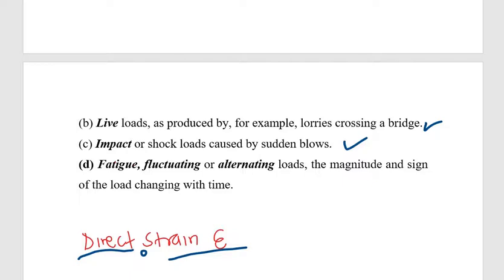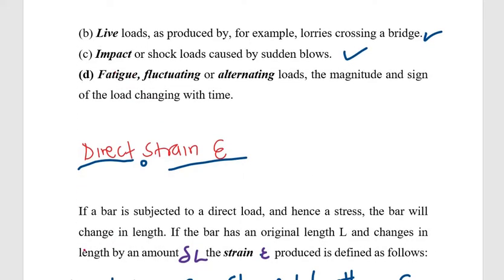There is also what we call fluctuating or fatigue or alternating loads. Now these are loads whose magnitude and sign will change with time. In other words, if you have a load varying over time within an object, it is going to cause a fatigue, and therefore the type of load will be called fatigue load on the object.